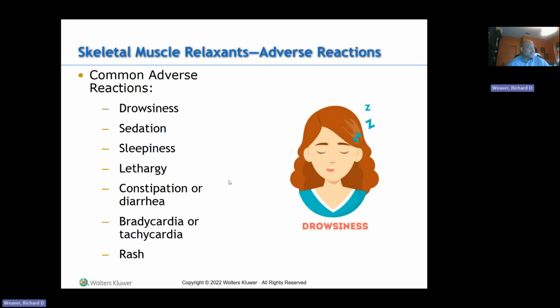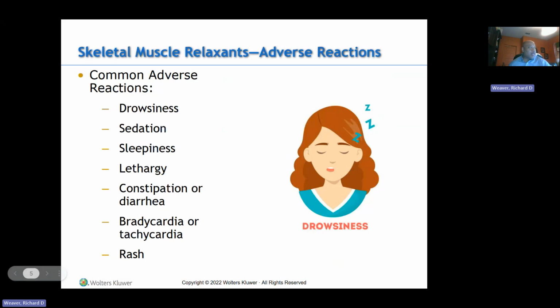Take a look at the common adverse reactions. Drowsiness is the big one, but it also causes sedation, sleepiness, lethargy, but unfortunately can as well cause constipation or diarrhea. Probably one first before the other. Same with bradycardia. One first before the other. You probably get a bradycardia first, and then tachycardia follows, usually, as a compensatory mechanism. And also, it can cause a rash as well.